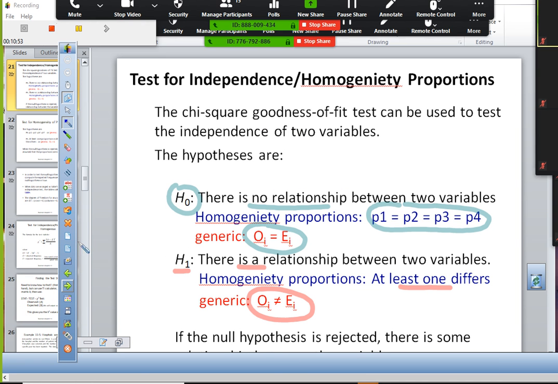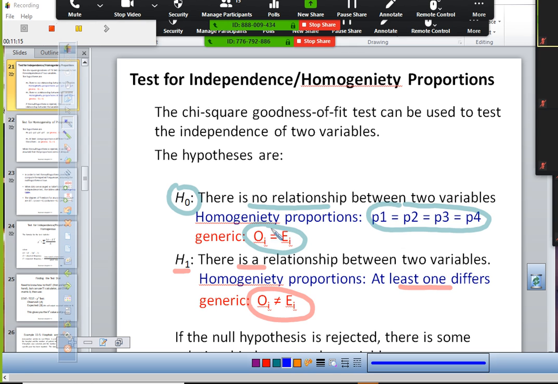So this is our test. We're going to start with this H naught. Again, H naught is always no or equal, no difference or no relationship in this case. Or you could say that the proportions are the same. In other words, the first proportion equals the second proportion equals the third proportion equals the fourth proportion, however many proportions you have. Right?